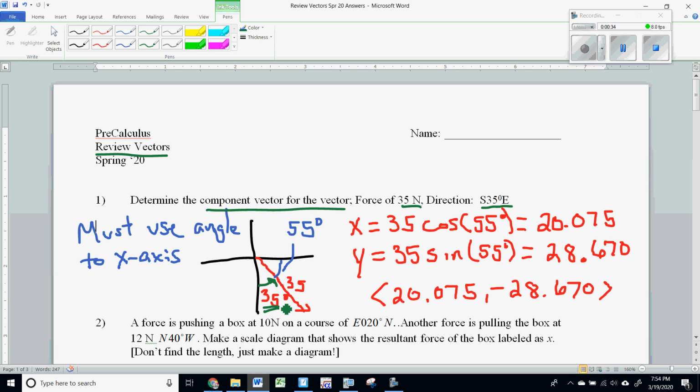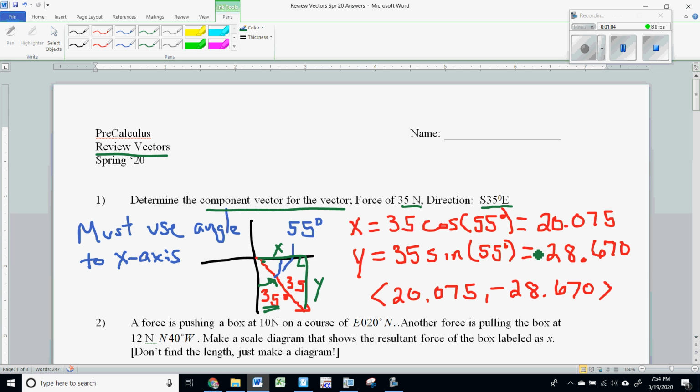And remember, anytime you're trying to find your component vector, you always want the angle to go to the x-axis. Because now if the angle goes to the x-axis, my x-coordinate is just my distance, my magnitude, times cosine of that angle. And my y is just the distance, magnitude, times the sine of that angle. And that's going to give me my x and my y.